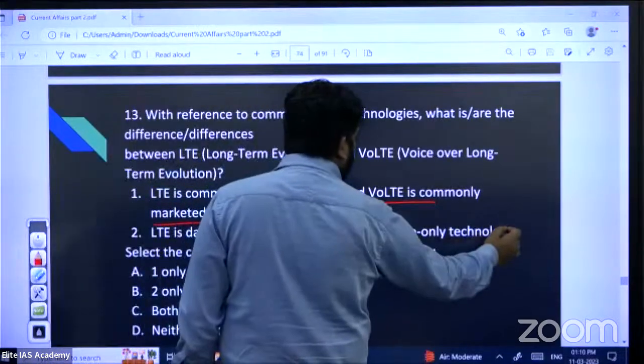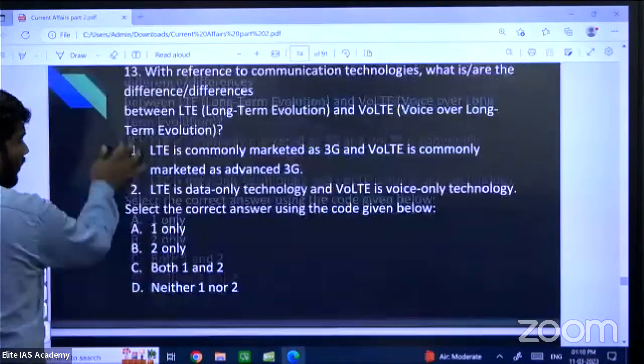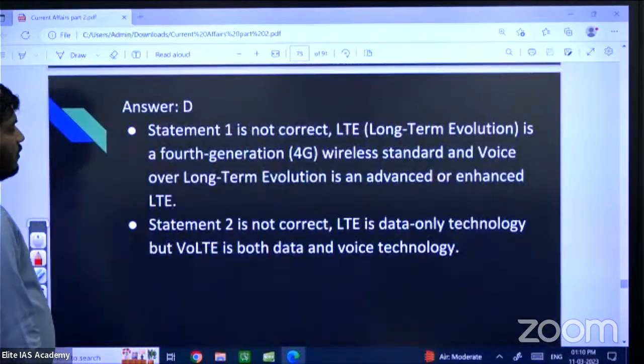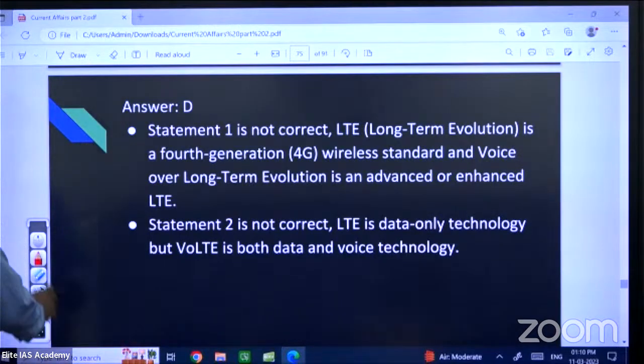No, these are again both incorrect. So neither one nor two. VoLTE handles video also. You can read the explanation: the statement is not correct. LTE is a data-only technology, VoLTE carries both data and voice.